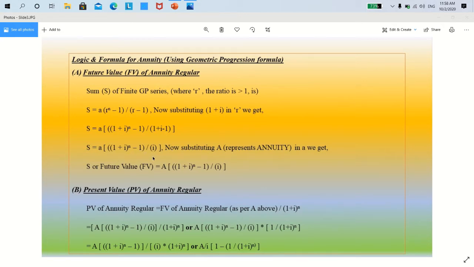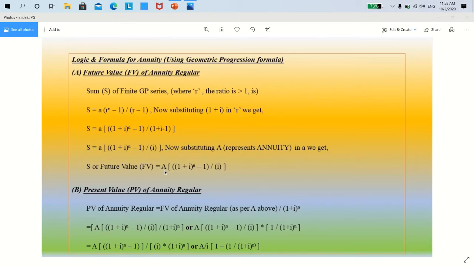Now in this formula, we just have to substitute capital A representing annuity in place of the small a, and S is taken to be representing the future value. So ultimately we arrive at the formula: future value of annuity regular is equal to capital A, which denotes the annuity amount, multiplied by ((1 plus i) power n minus 1) in the numerator divided by i.